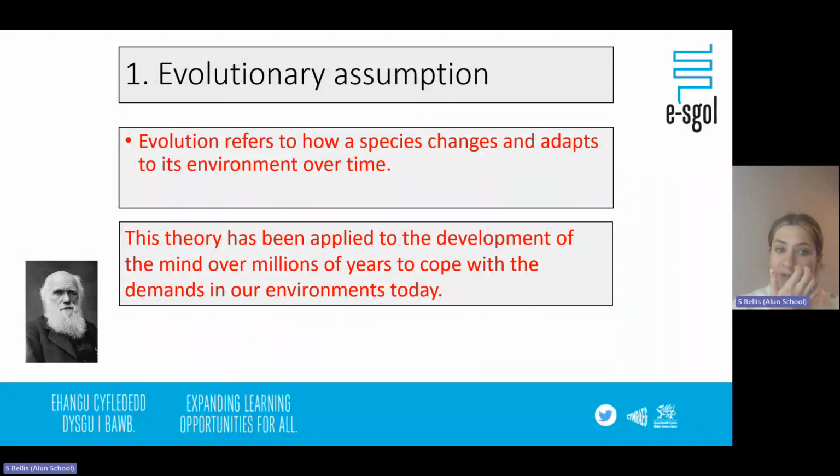So here we go. Evolution, you will probably know from GCSE science. It's something that you have covered already, and you probably have looked at it in religious studies and just primary school probably. So it's something that you are quite familiar with. So evolution refers to how species change and adapt to their environment over time. It's how we have evolved, it's how we have changed and learned from our environment about how to behave.